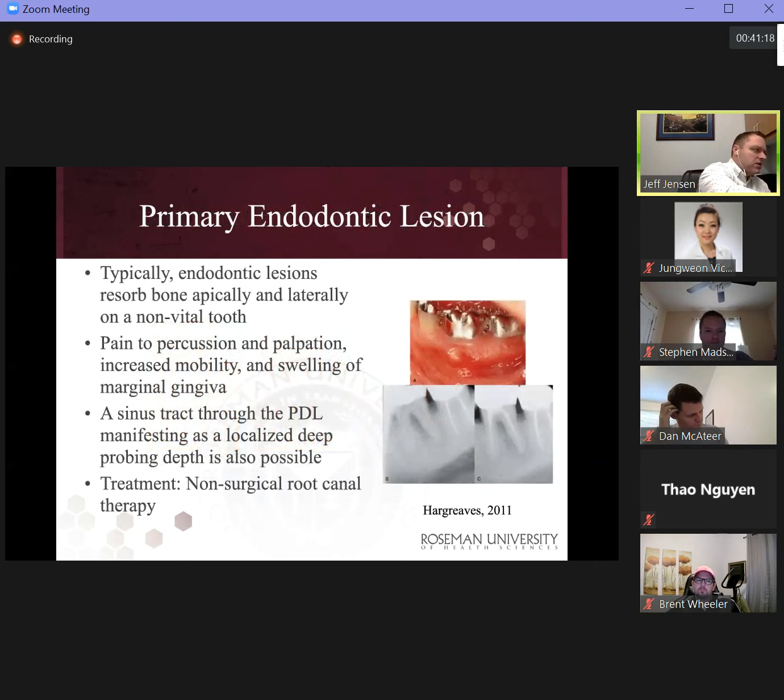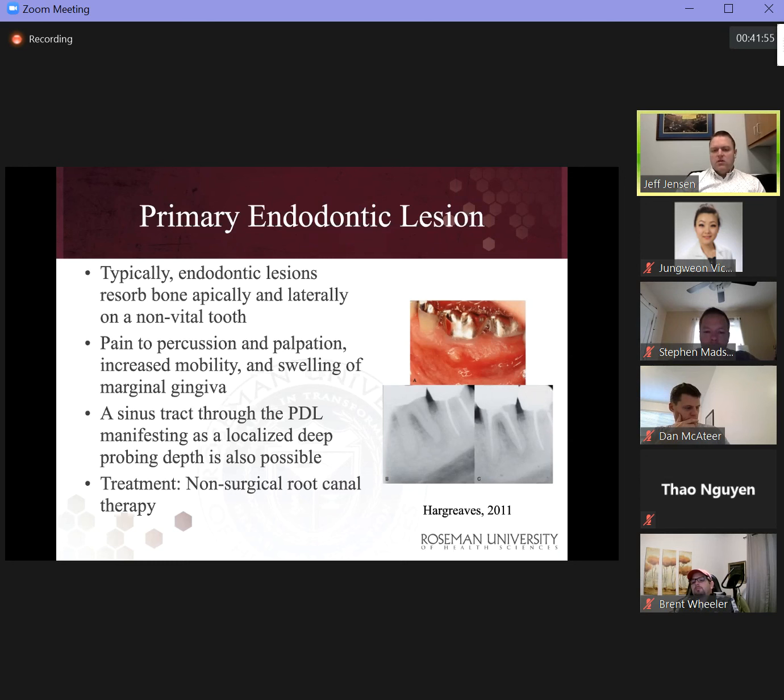So a primary endo lesion, okay? Typically, we see these lesions begin to resorb bone apically and laterally. Typically, it's a non-vital tooth, okay? So we do endo testing, and the tooth is necrotic, so no response to cold, nothing to our EPT. It may be painful on percussion and palpation. You may even see some increased mobility on these teeth due to the inflammation, and you may see some swelling on the marginal gingiva.